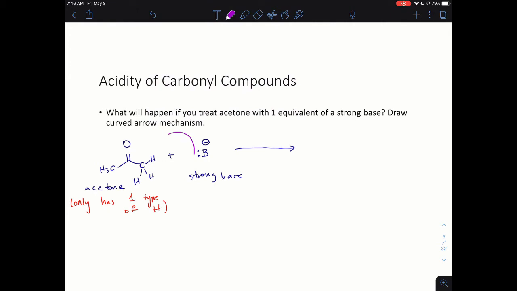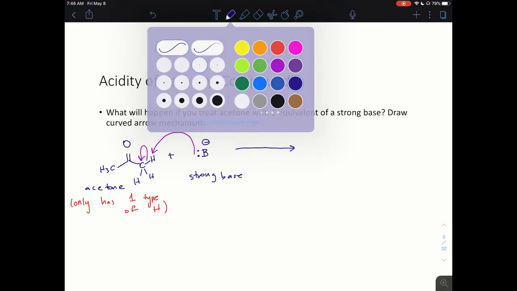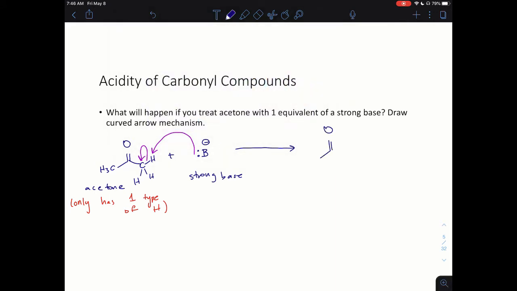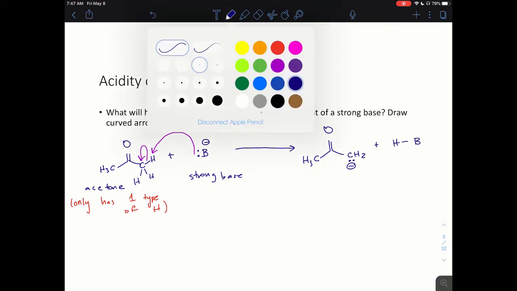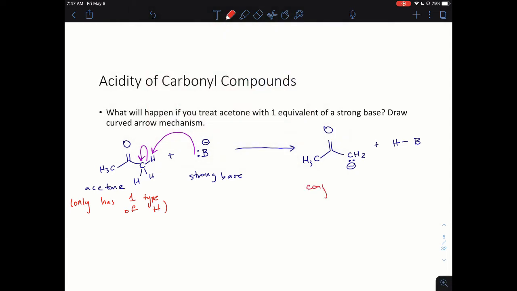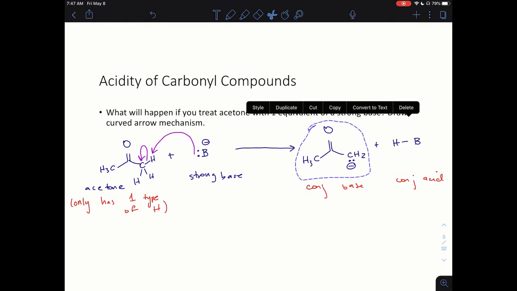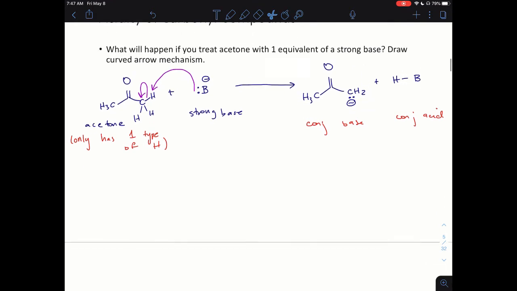So we take the base, we're going to deprotonate, and we might put the electron pair on carbon like this. Excellent. Oops, it's neutral. So now we have the conjugate base and the conjugate acid from that proton transfer reaction. All right, let's go ahead and copy this because we're going to think about this molecule. So how can we think about the stability of this conjugate base?